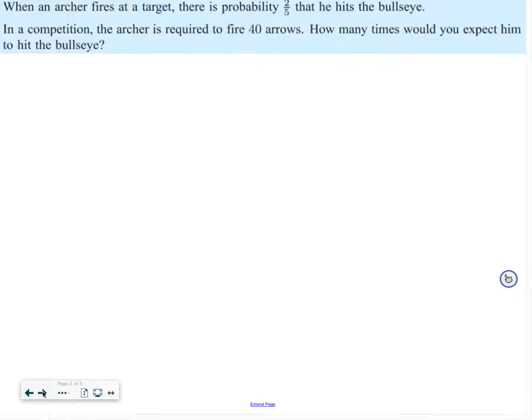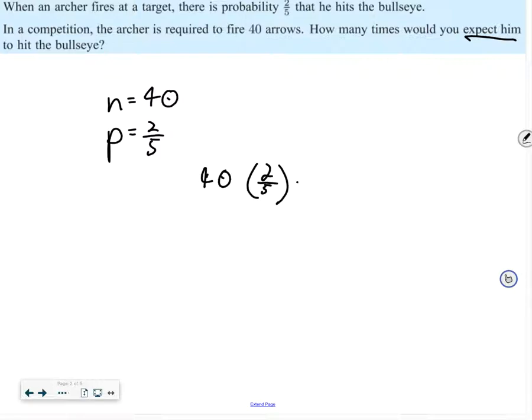When an archer fires at a target, there's a probability of 2/5 that he hits the bullseye. In a competition, the archer is required to fire 40 arrows, so n is equal to 40. My probability is equal to 2/5. So my expectation, how many would I expect him to hit? It would be 40 times 2/5, and this is equal to 16.